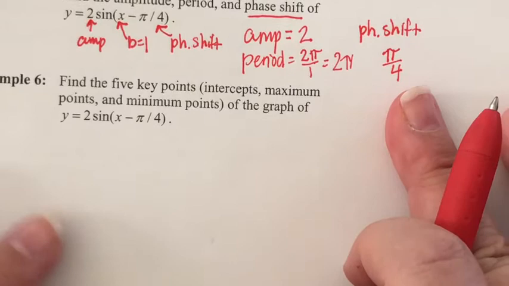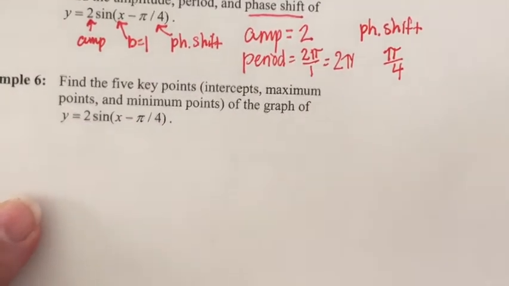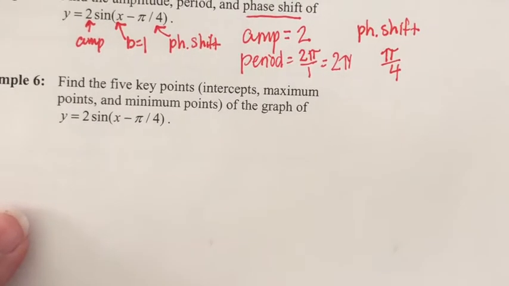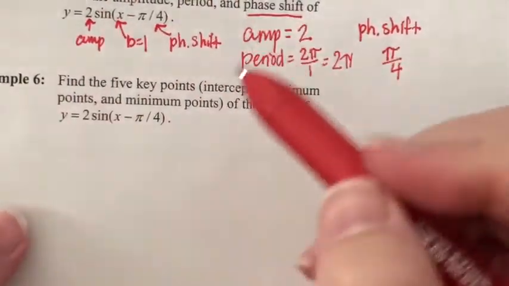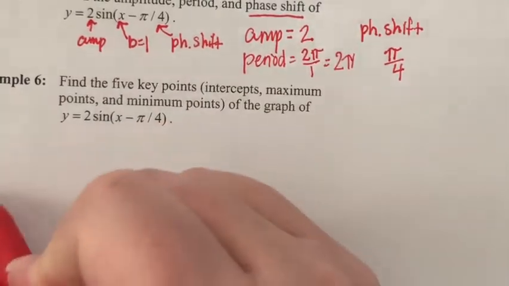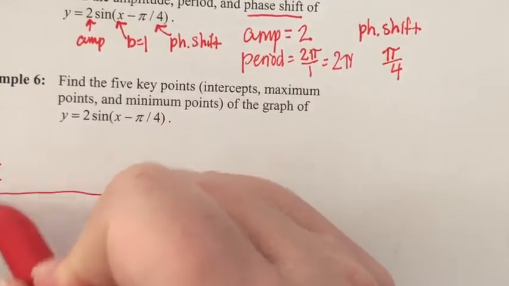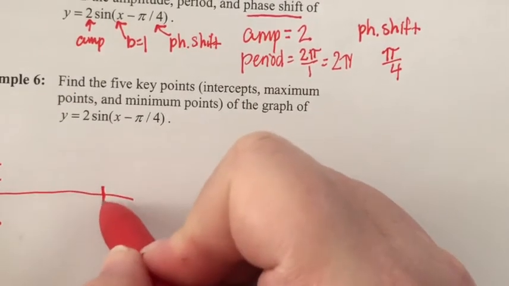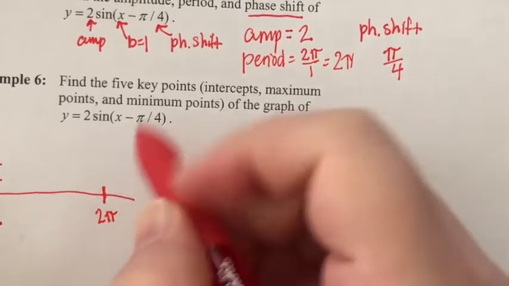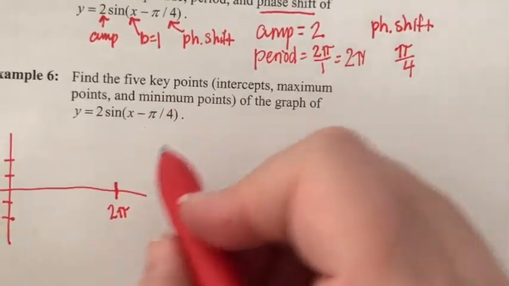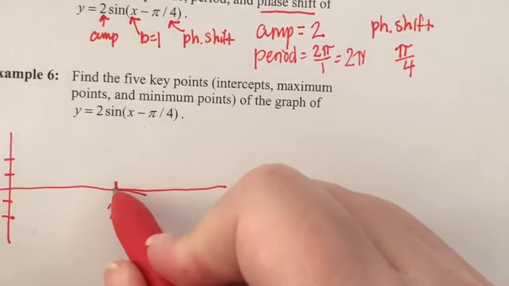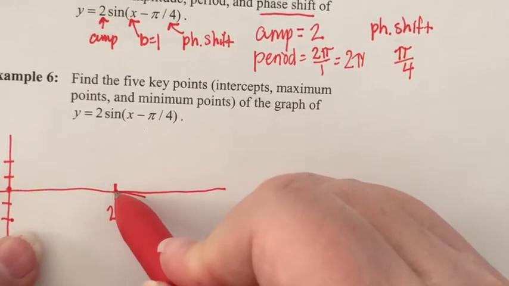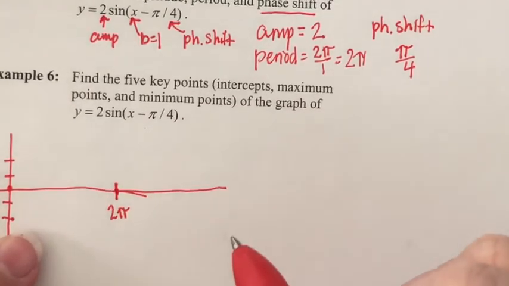Example 6, find the 6 key points of that graph. So it's going to go like this. I prefer drawing it because I'm more visual. So I know it's going to go up to 2, down to 2, and the normal period is 2 pi, but it's shifting it to the right by pi fourths. So normally it would start at 0 and end at 2 pi. But instead it's going to go to the right pi fourths.